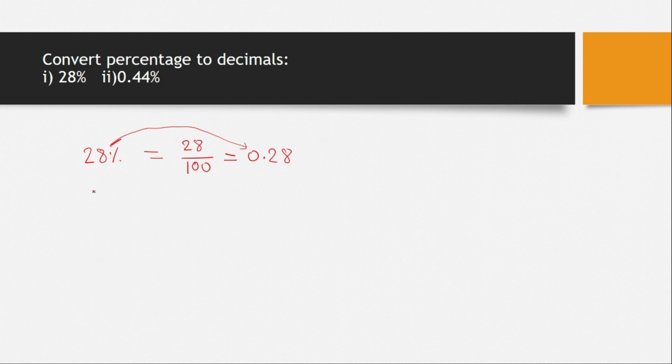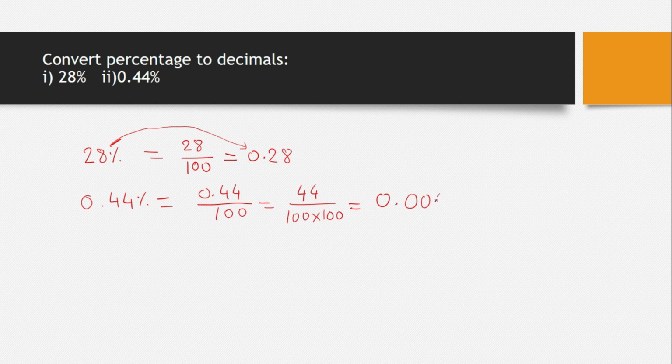Next is 0.44%. It can be written as 0.44 by 100. If we remove this decimal, we can write it as 44 by 100 into 100, and in decimal it can be written as 0.0044.